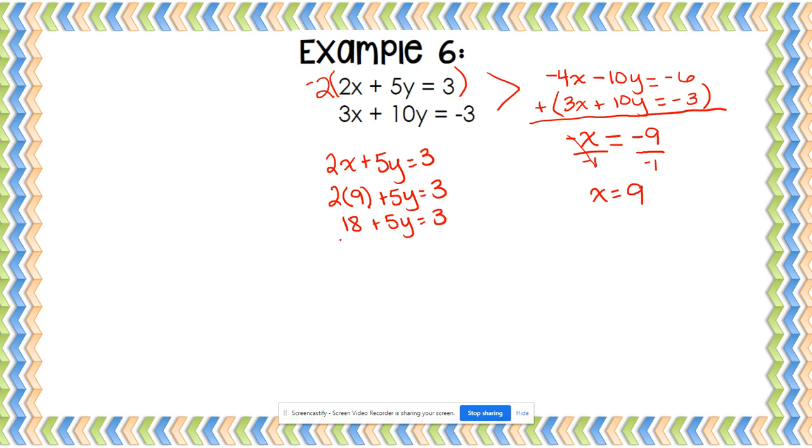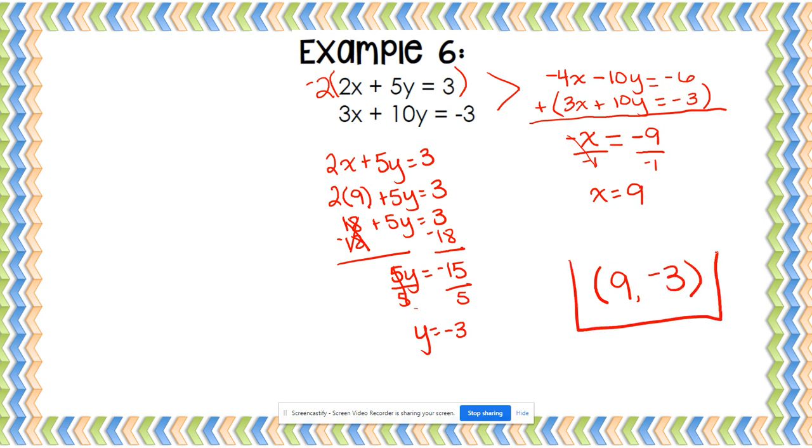Now I need to get y by itself, so I'm going to subtract 18 from both sides. 18 minus 18 will cancel, and I'm left with positive 5y equals 3 minus 18 gives me -15. Now I'm going to divide by 5 on both sides. These are going to cancel and leave me with y equals, if I have -15 divided by positive 5, then I get -3. So the solution is going to be an ordered pair where x is 9 and y is -3. So I will write that as 9, -3. And this will be my solution.